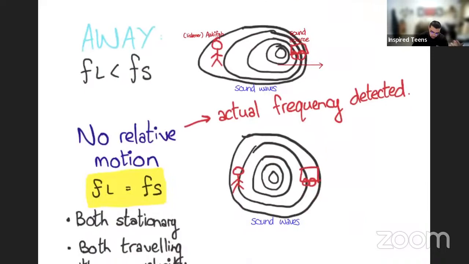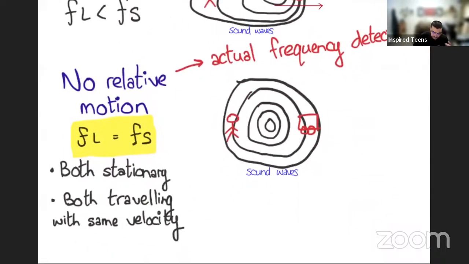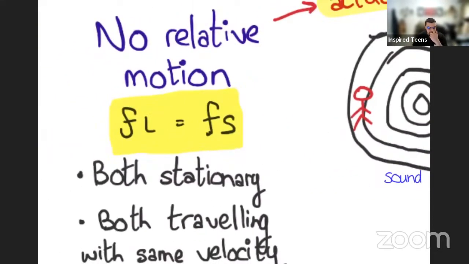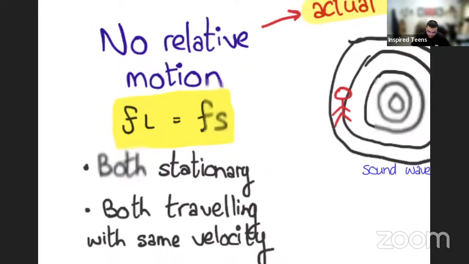Okay, what about no relative motion? Now, this is important. Your actual frequency is detected. This is very important for us to understand. When there is no relative motion, we discussed this. This is the first thing we discussed. Okay, there is no relative motion between the sound source and the listener, right?